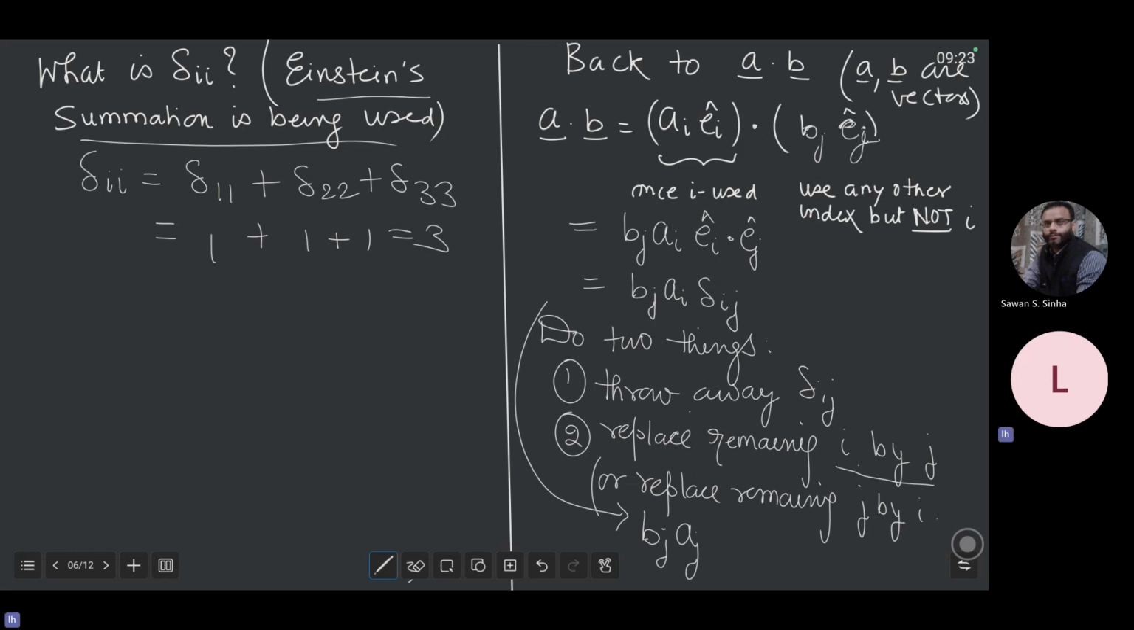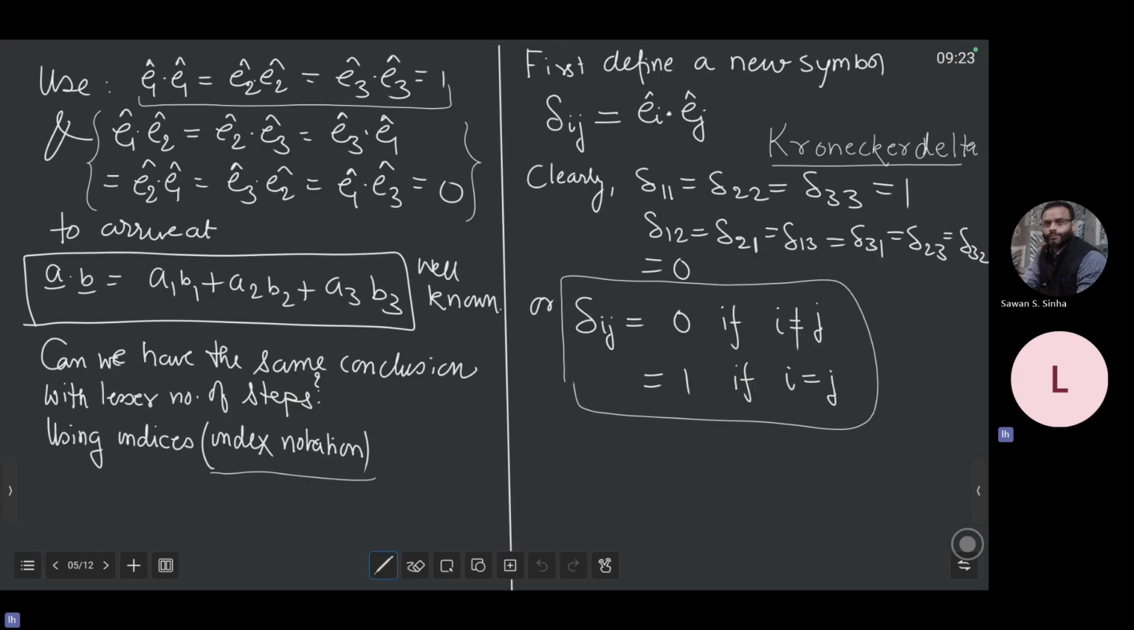Why it works all the time, I don't have a rigorous mathematical proof. But you can try to convince yourself why it is working because of this. When you throw away delta ij and you only retain those terms in which remaining i is j, you are basically using all these equations in a go. You are discarding all these terms and retaining only these terms. This is what has happened, right? Here there were 9 terms, only 3 of them survive, and those 3 survivors are when i equals j, everything else vanishes.